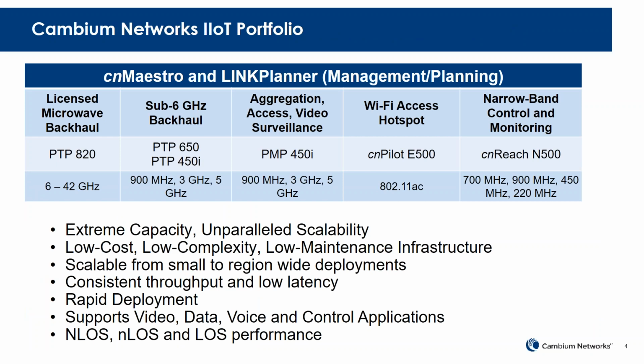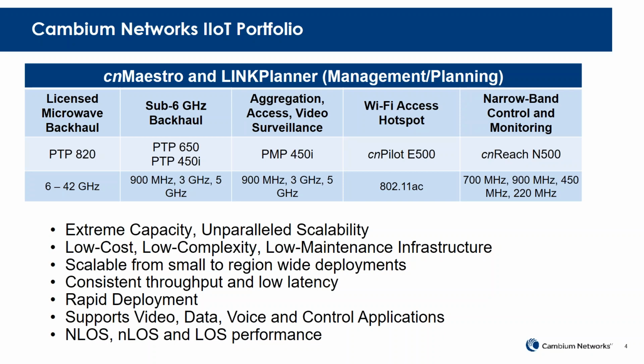So you'll see everything from licensed microwave with our PTP-820, backhaul products with the PTP-650. We move into aggregation, where you're delivering hundreds of megabits per second for video surveillance and access applications. Our cnPilot product for Wi-Fi access. And then what we'll spend the bulk of the time today talking about is our cnReach platform, which is for SCADA process control and monitoring.